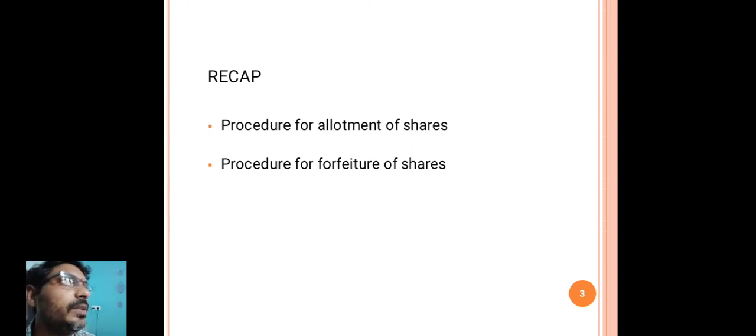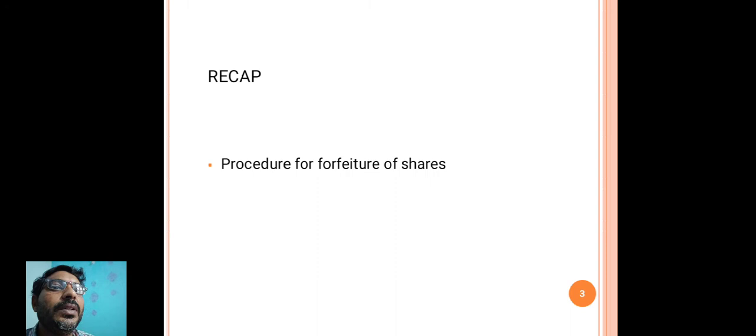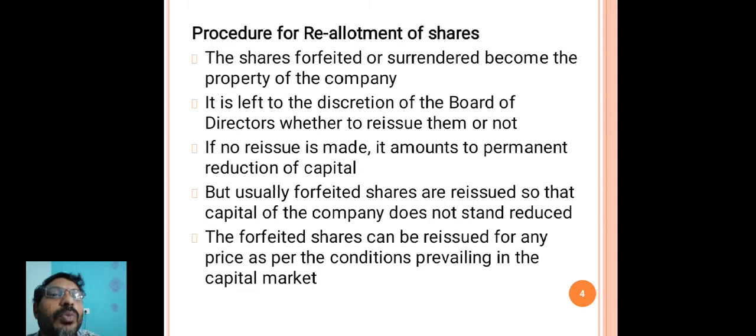So this is a brief explanation of the last video, which is needed as a continuation to understand this video session, that is the procedure for reallotment of shares. The topics are the procedure for reallotment of shares, right share, bonus share, issue of shares at premium, and issue of shares at discount. And today's topic is the procedure for reallotment of shares.